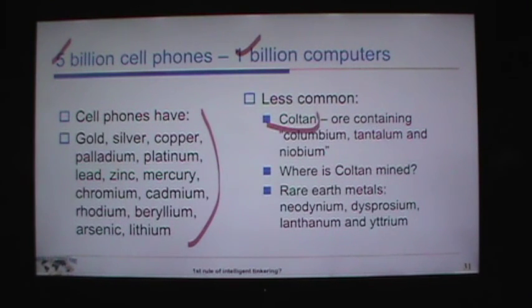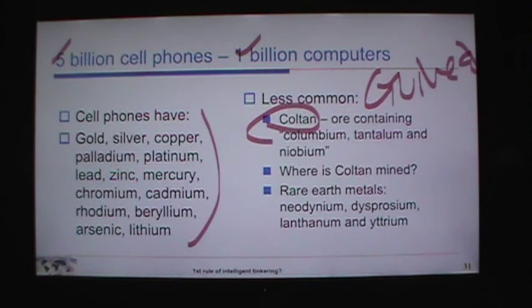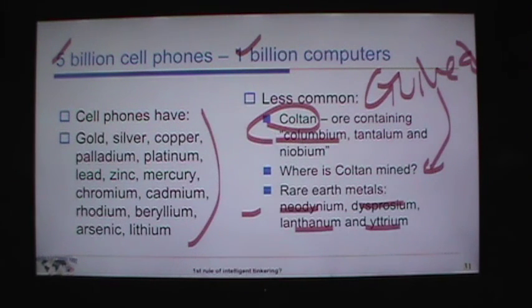And they also contain some stuff called coltan, which is mined in Guinea, that same place where that Ebola outbreak was. It's an ore containing columbium, tantalum and niobium. Very important for something we need in cell phones. So I already answered that question. Coltan is mined in Guinea. It includes rare earth metals, niobium, dysprosium, lanthanum, and yttrium. Critical to our cell phones, though. So where does our cell phone come from? Parts of it come from Guinea.